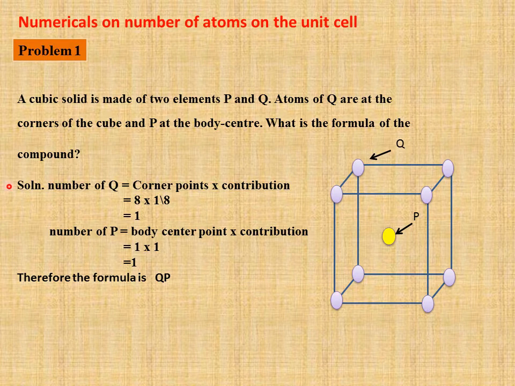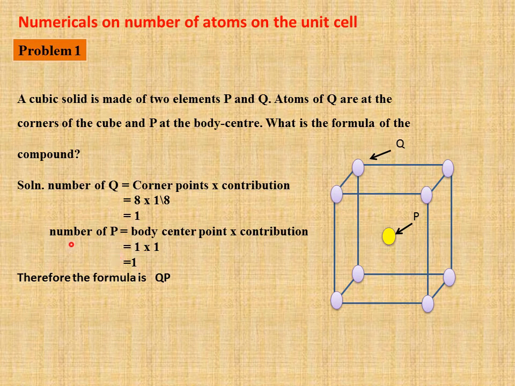It's very simple. First step, you have to calculate the number of Q particles. We know it is present at the corner, which is equal to corner points into contribution. Q is dispersed at the corner, so there must be corner points. How many are there? 8. What is the contribution of corner? You know, dear students, it is 1 by 8. So the calculation will be 8 into 1 by 8 and the answer will be 1. How many Q are there?